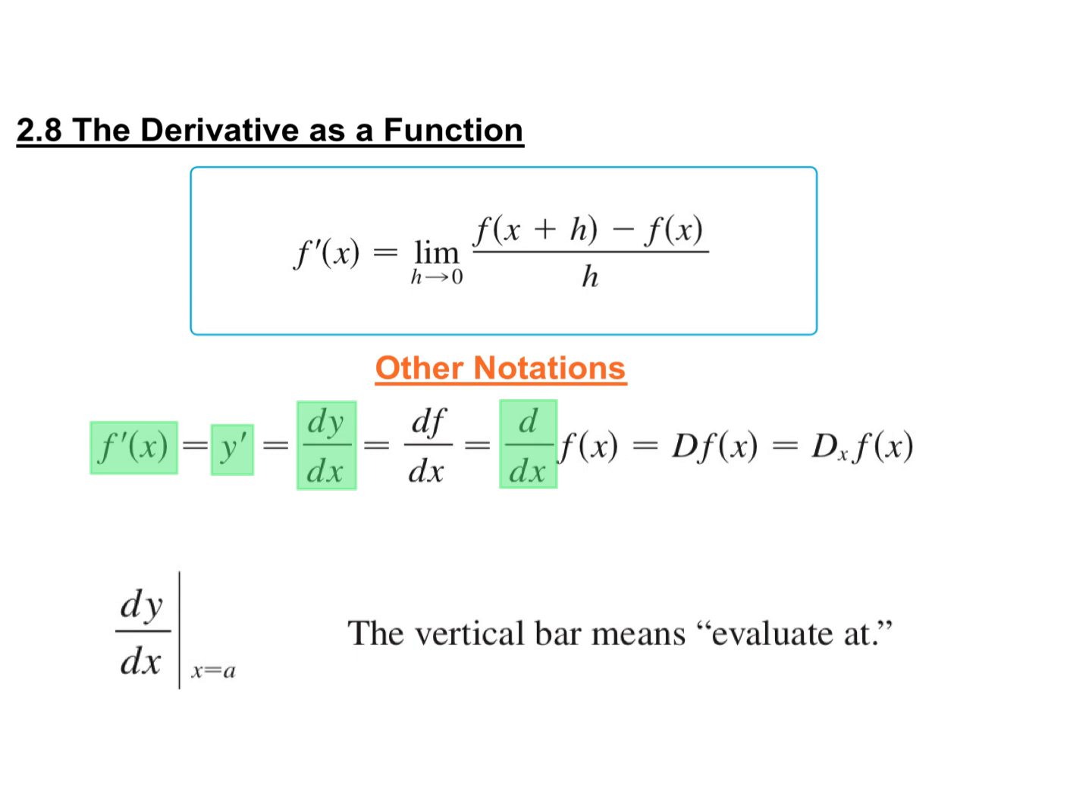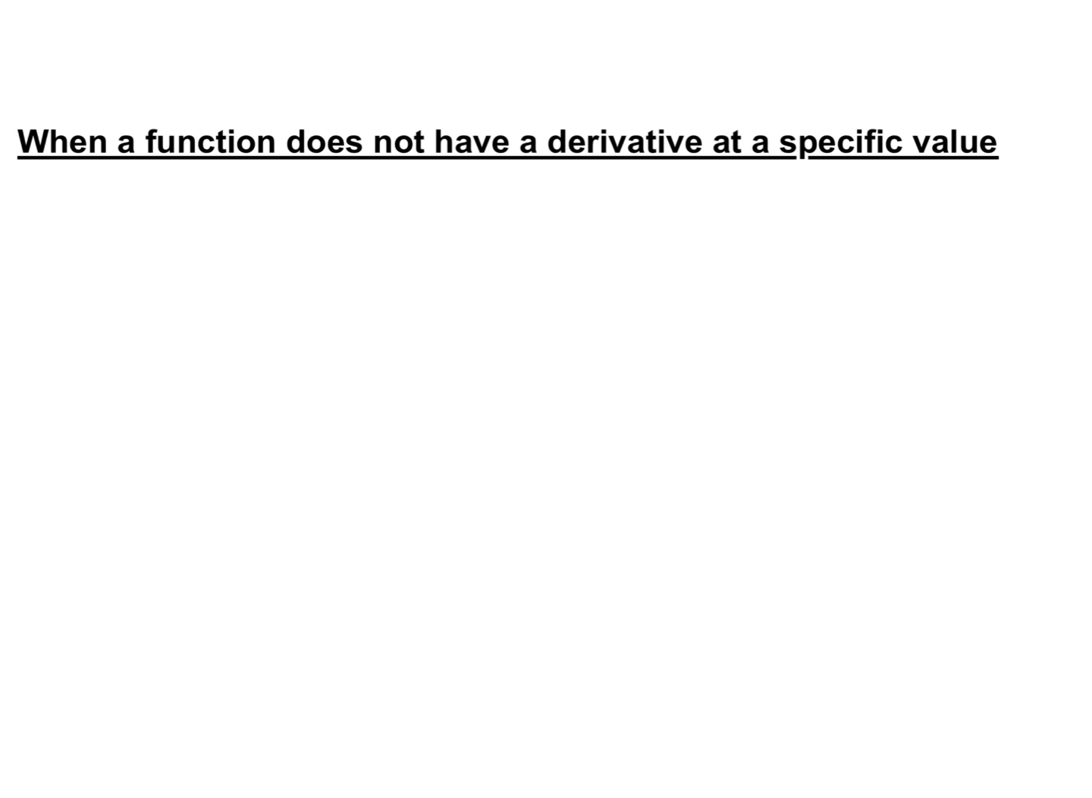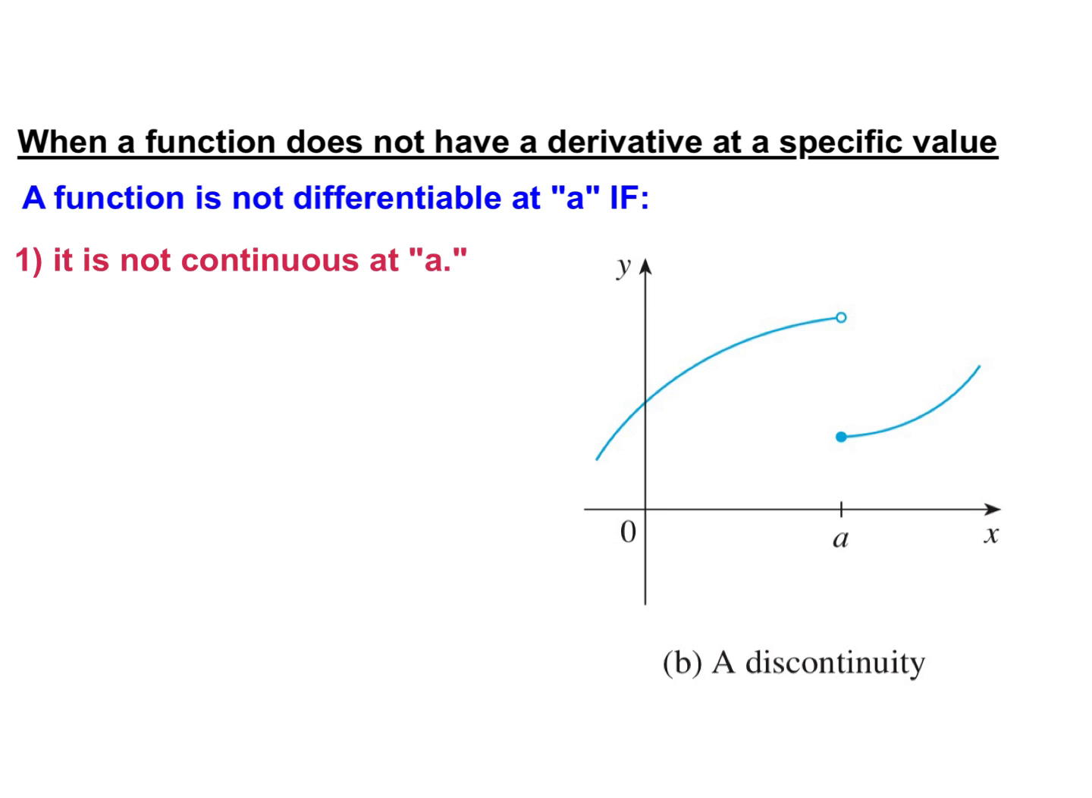Now, I alluded to this the other day when we look at a graph. There are certain things that we need to look for to decide whether or not a specific value is differentiable, okay? And so there are certain times when a function does not have a specific derivative at that value. The first one that I gave you was if it's not continuous. This is an example where the derivative will not exist at a, right, because there's a discontinuity. You could find the derivative at any of these other values because it is continuous, but at a, it's not continuous, therefore it is not differentiable at a.